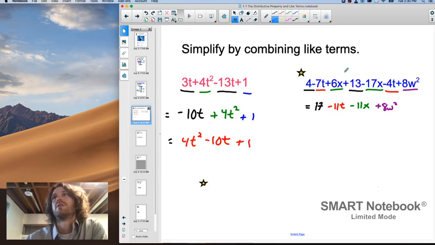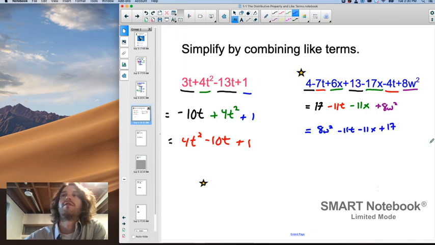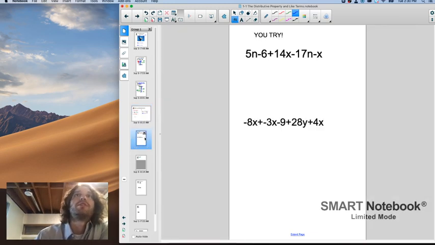Yeah, that works. Now, typically, if I were to write this the way that most mathematicians would, it would be the highest power first, 8w squared, and then in alphabetical order, minus 11t, minus 11x, plus 17. Okay? Super. Let's keep moving.